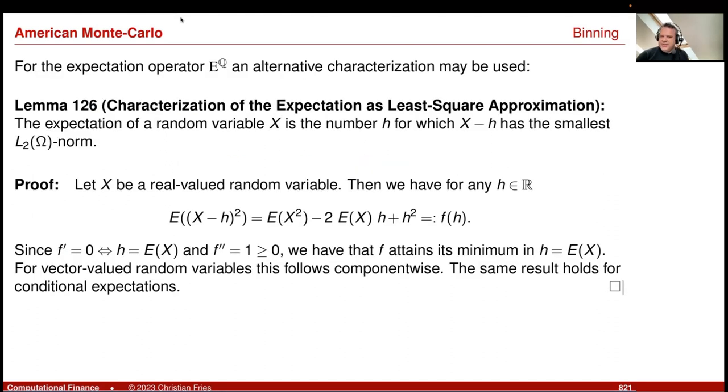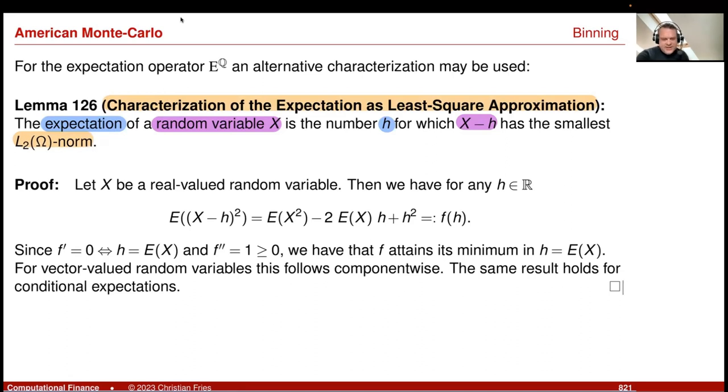So what I have there is an expectation, and there is an alternative characterization of what an expectation is. If you have a random variable, say X, the expectation of X is the value such that X minus that value has the smallest L2 norm. So the expectation of a given random variable, say X, is a number h such that X minus h has the smallest L2 norm.